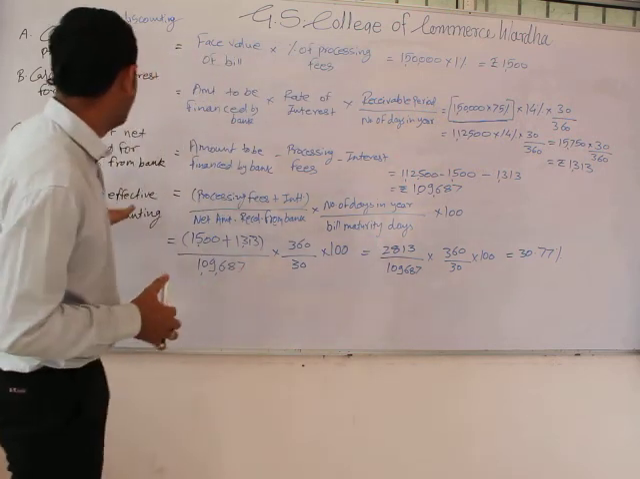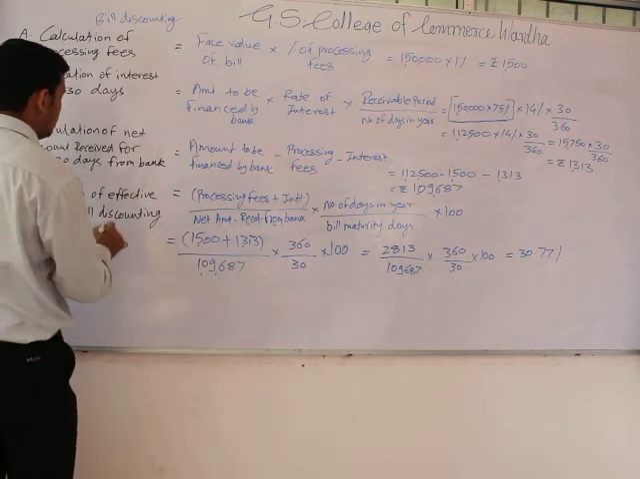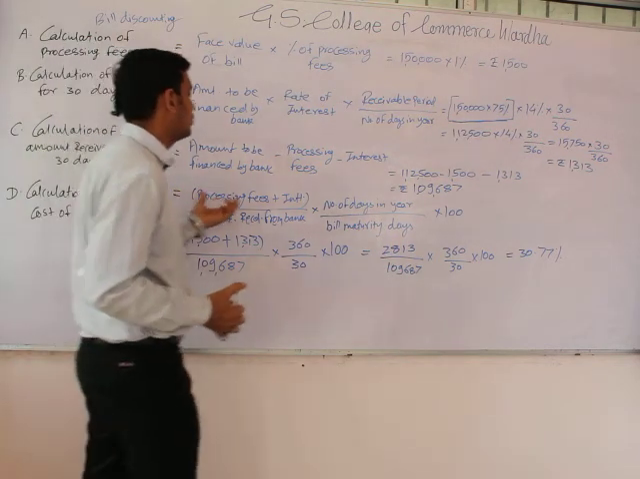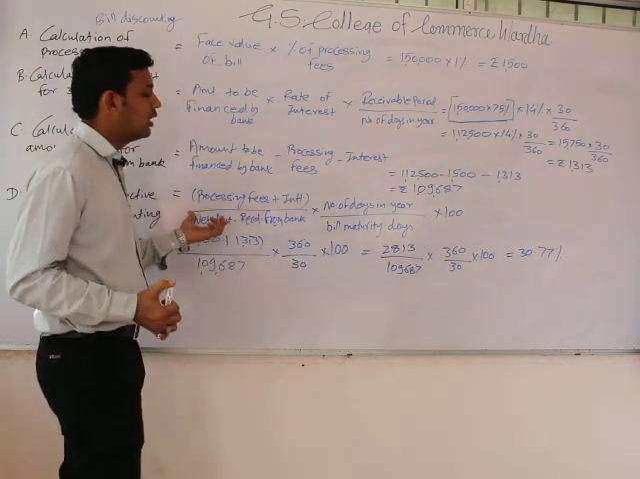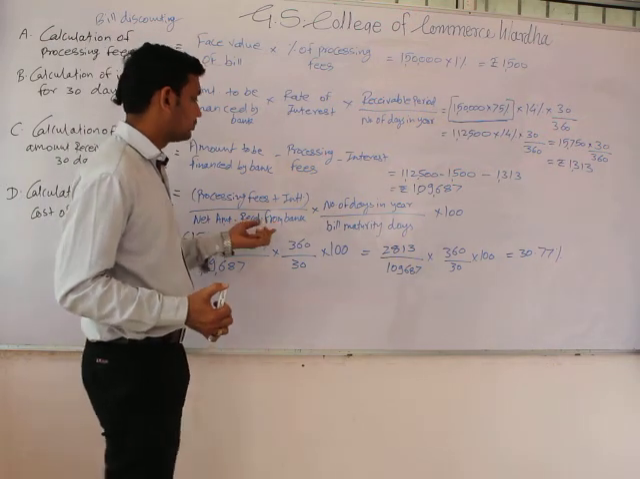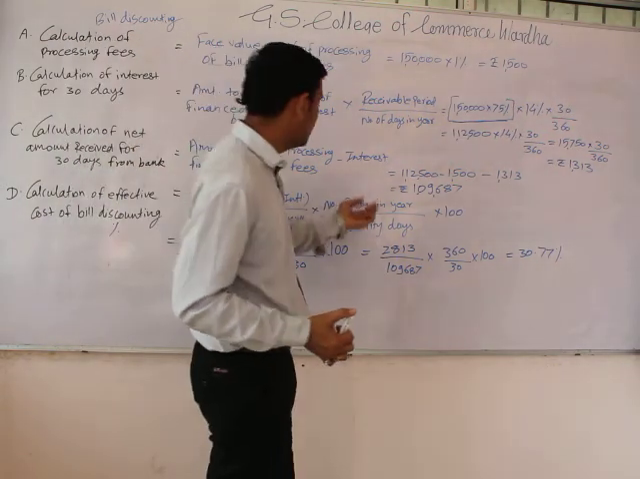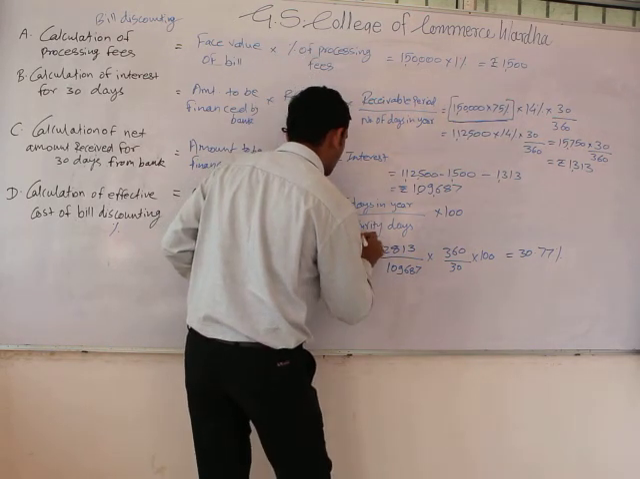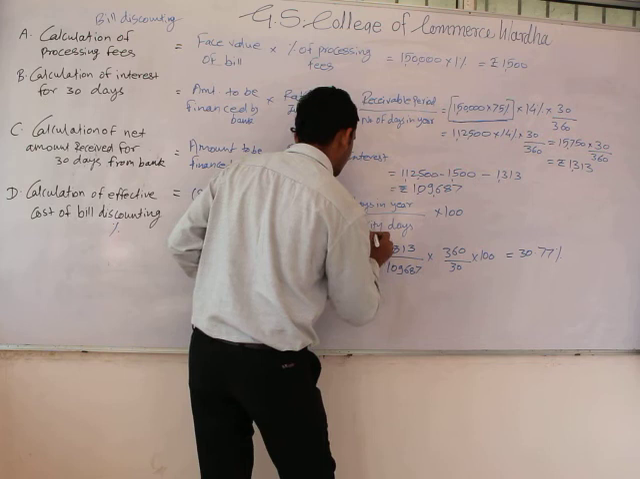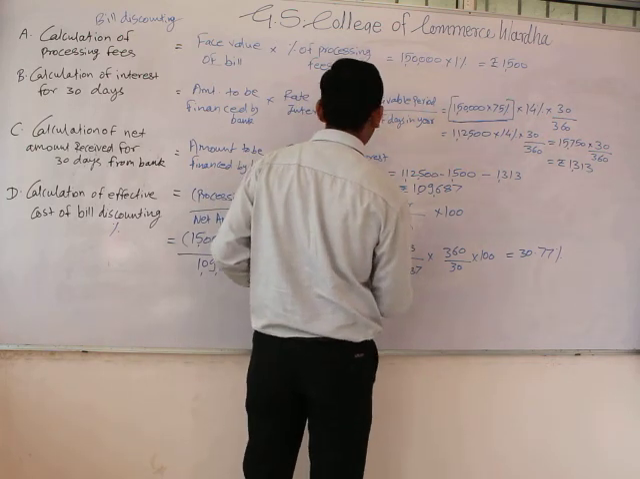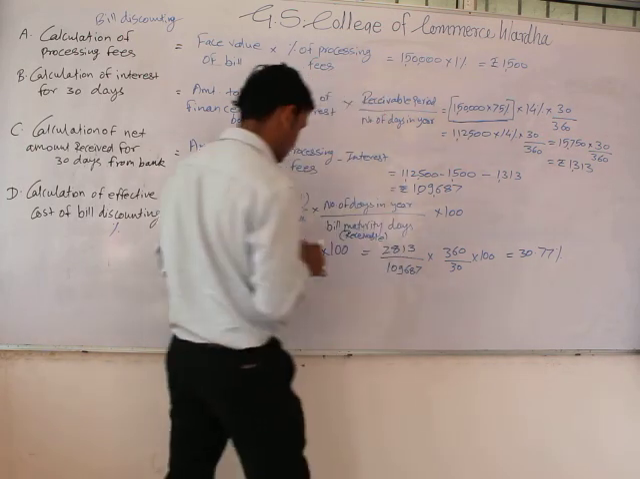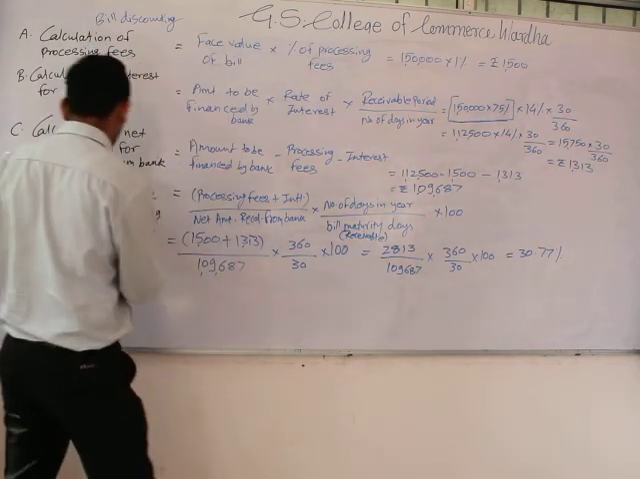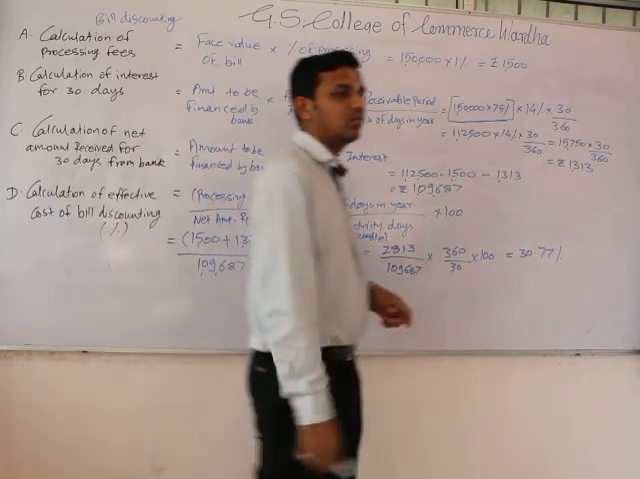Lastly, we were finding out the effective cost of bill discounting. It is usually expressed in percentage. So we used the formula processing fees plus interest divided by net amount received from bank, into number of days in a year divided by bill maturity days, or we can even write it as bill receivable days, into 100. So we get our answer, that is 30.77 percent.